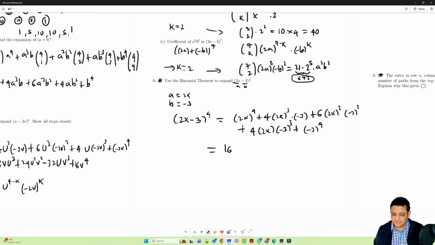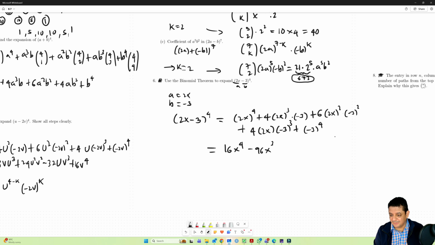This is going to be 16x to the 4. And then 2 cubed is 8, by 4 is 32, so 32x cubed. But with the minus 3, it's going to be minus 96. Okay, so minus 96x cubed.